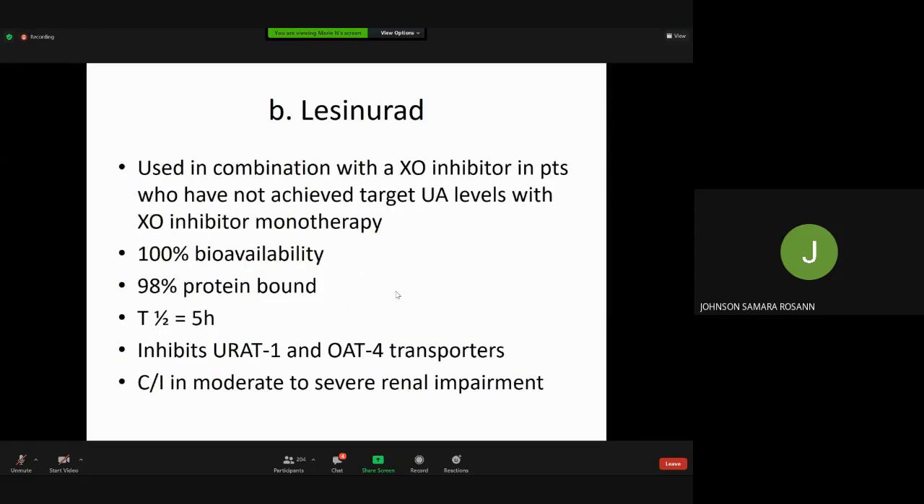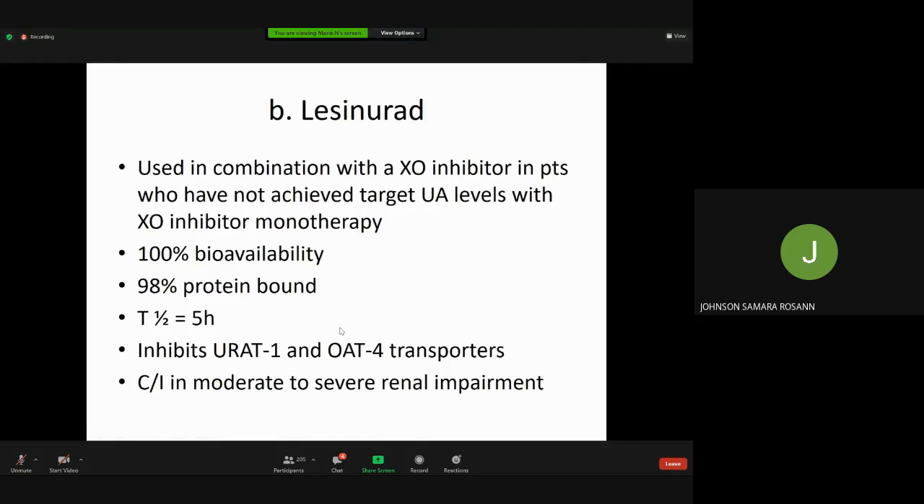Lesinurad is another uricosuric agent. It's a newer agent. Probenecid is very old. Now we have newer agents such as lesinurad. Usually it will be combined with a xanthine oxidase inhibitor. Let me just stop there and ask anyone to tell me an example of a xanthine oxidase inhibitor so I know we are together. Any example of a xanthine oxidase inhibitor? Anybody? Please unmute. Allopurinol. Oh, thank you so much.